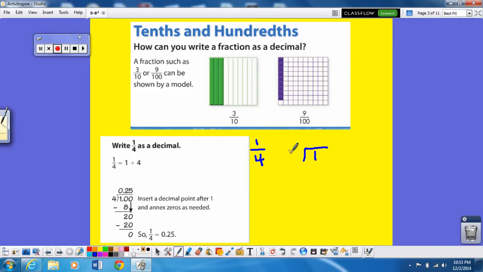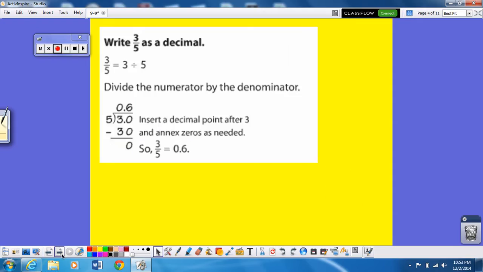We have our 1 and we divide it by 4. Go ahead and put your decimal and a couple of zeros after it. Bring that decimal point up. 4 doesn't go into 1, but 4 goes into 10 2 times. 2 times 4 is 8. Subtract. Bring down. 4 goes into 20 5 times. 5 times 4 is 20. We have just changed 1/4, the fraction 1/4, into a decimal, 25 hundredths, 0.25. So it's very simple. If your denominator is not a power of 10, you have to simply do the division.